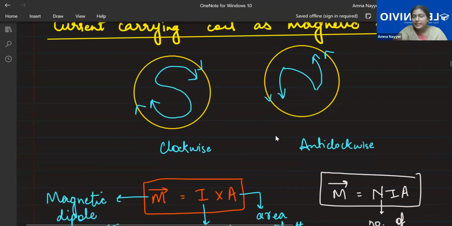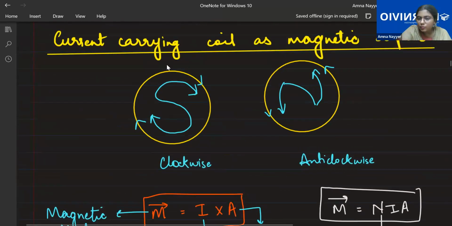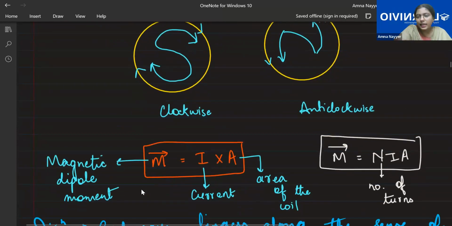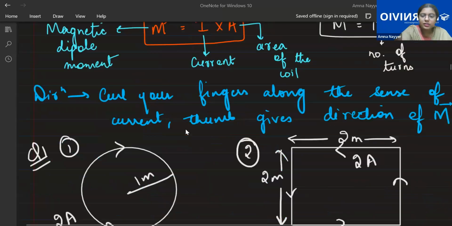Okay, when you have it, simply what you do, you use your right hand thumb. You just curl the fingers the way the current is moving. Whichever was the direction of magnetic field earlier will be the direction of the dipole moment. How did we study earlier that if it is moving clockwise, we'll curl our fingers clockwise, thumb is pointing inwards, that's it. Here also anti-clockwise, thumb is pointing outwards, that's it. Same direction will be for the magnetic dipole moment. That's what has been written. Curl the fingers along the sense of the current, the thumb will definitely give you the direction of the magnetic moment. Okay, so this is about the magnetic moment.